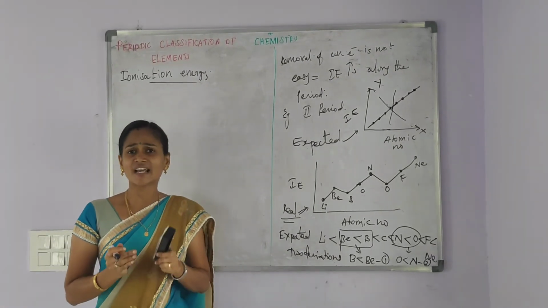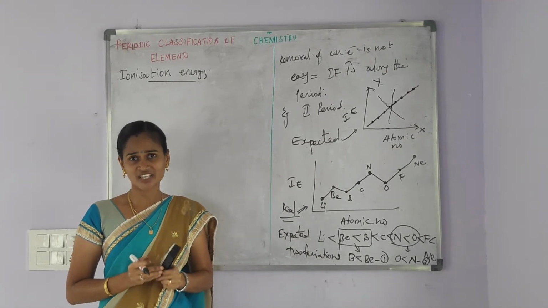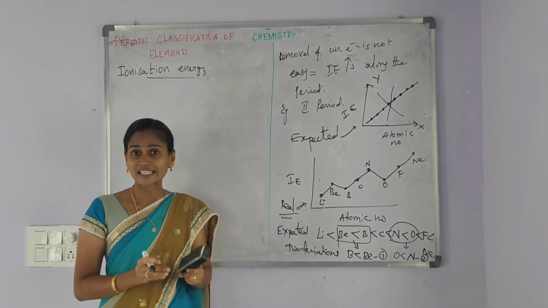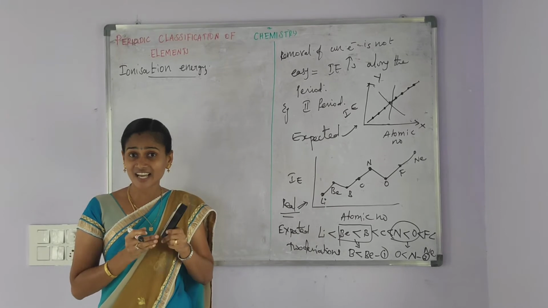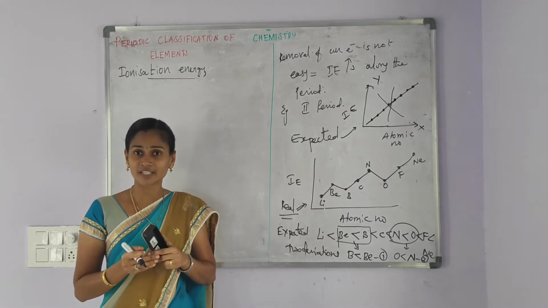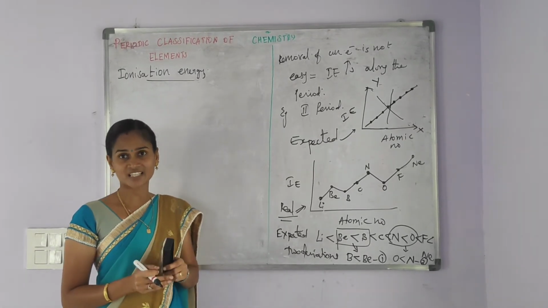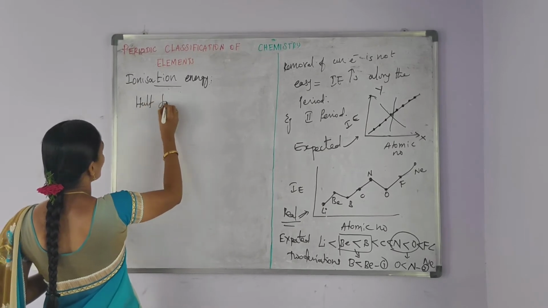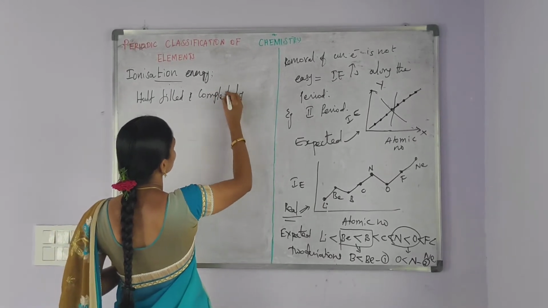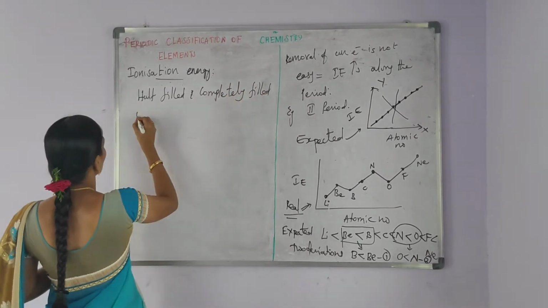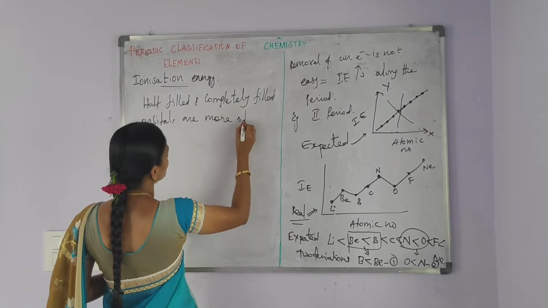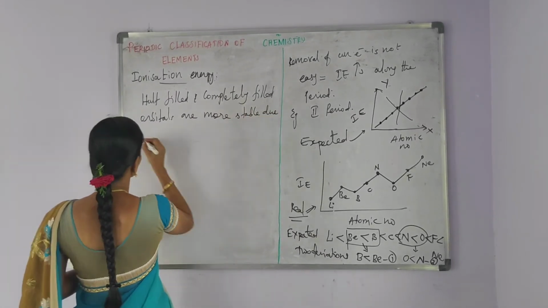First of all, what is the reason for the increase in ionization energy? The first reason is the electrostatic force of attraction between the nucleus and the valence electron is high. Removal of the electron is not easy. It requires a higher amount of energy for the removal of an electron. And the second one is half-filled and completely filled orbitals are more stable due to the symmetry.